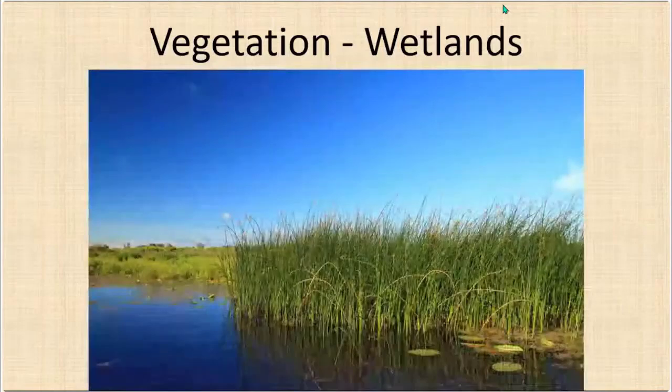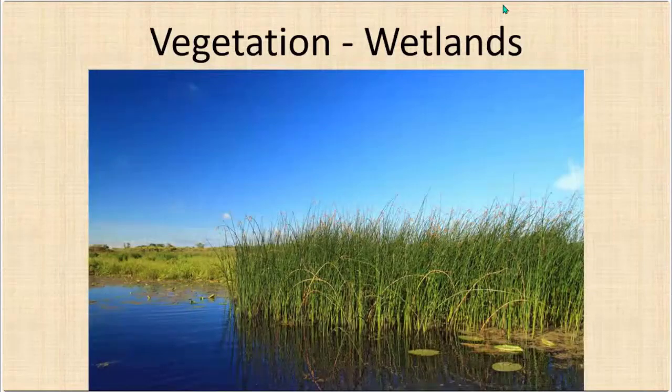So you might see tall grasses and plants that like having their feet wet. Sometimes there are small ponds or pools of water. The depth of the wetland can vary widely depending on the specific type of wetland and its location.